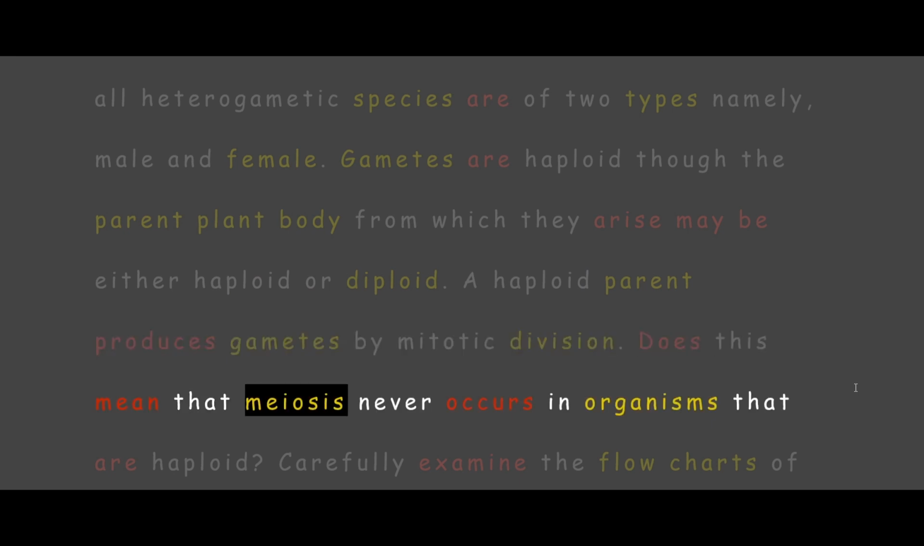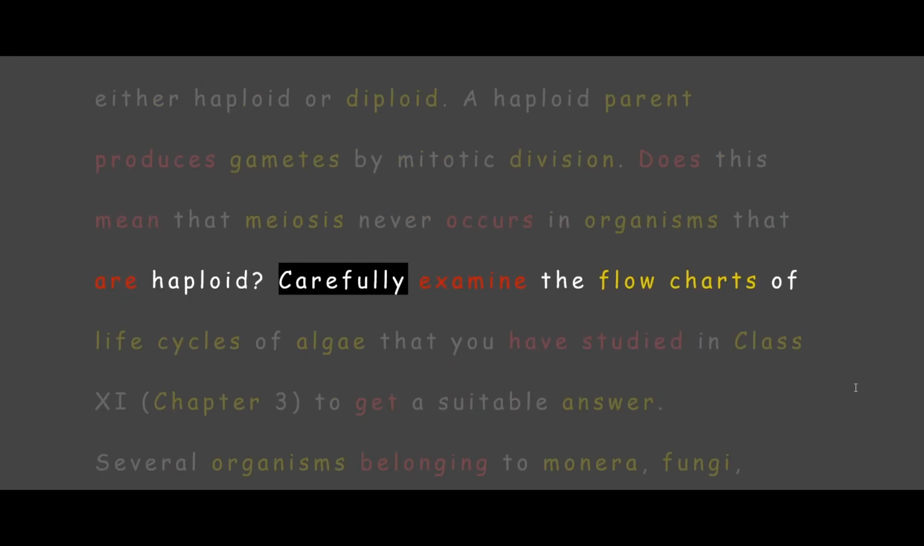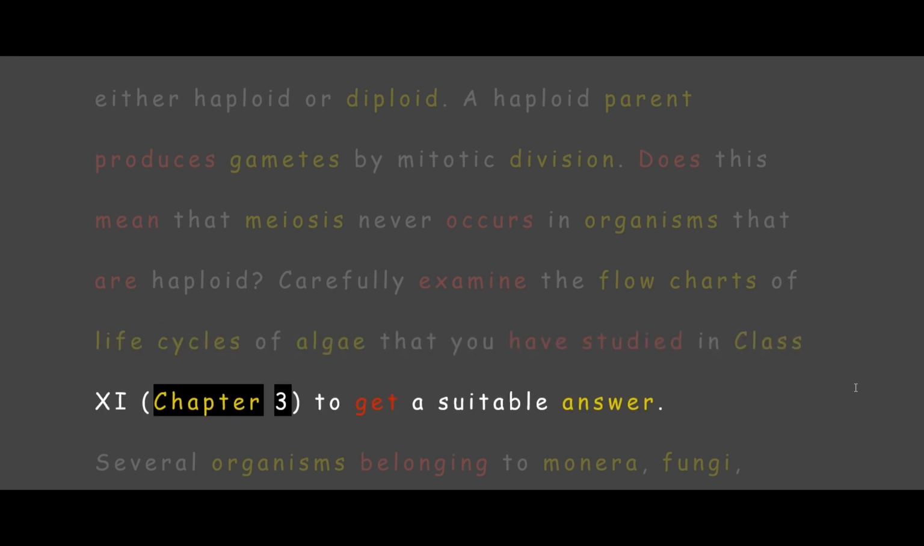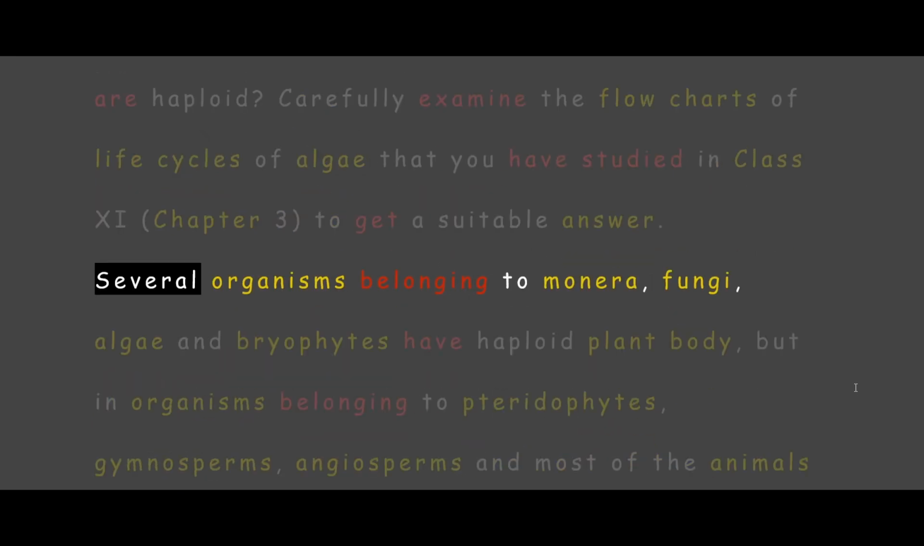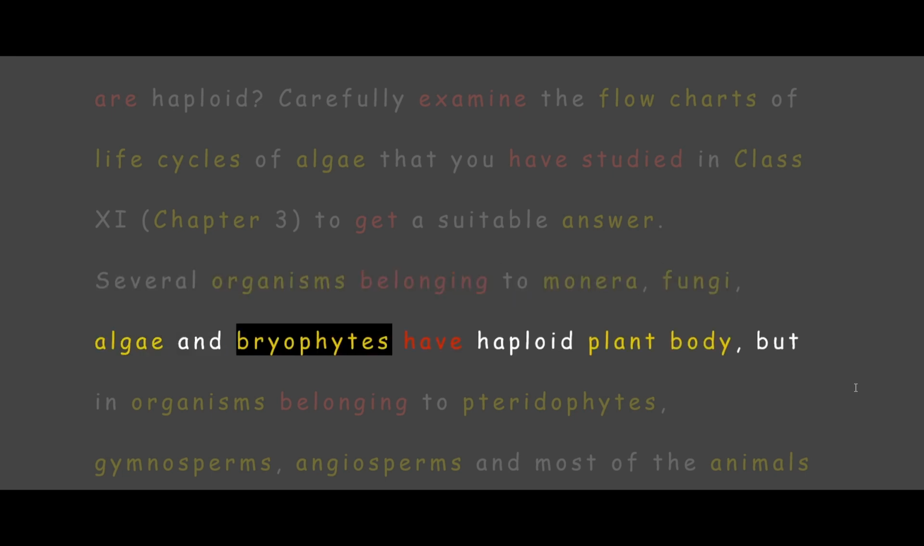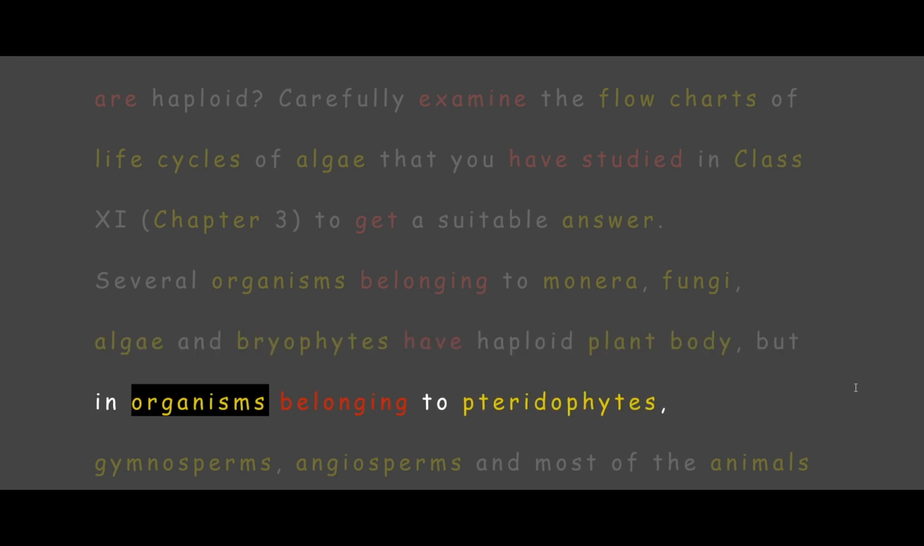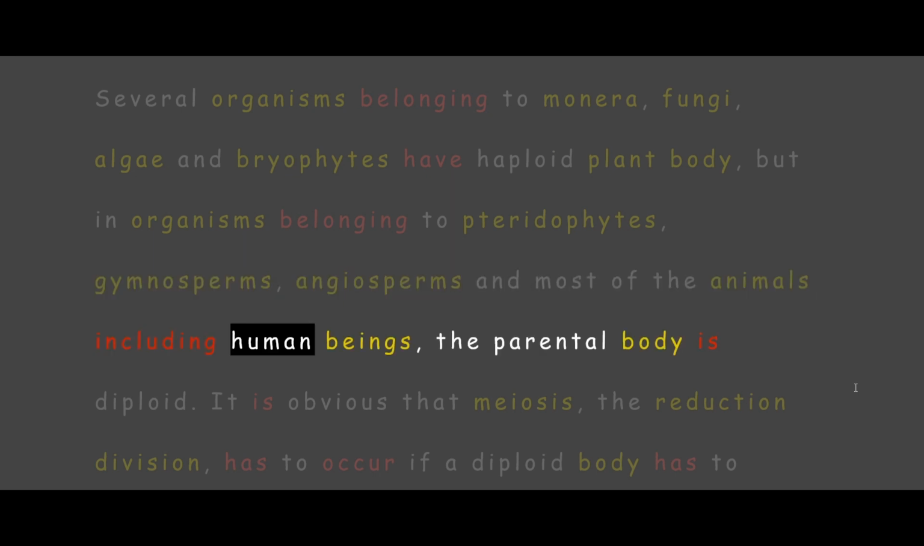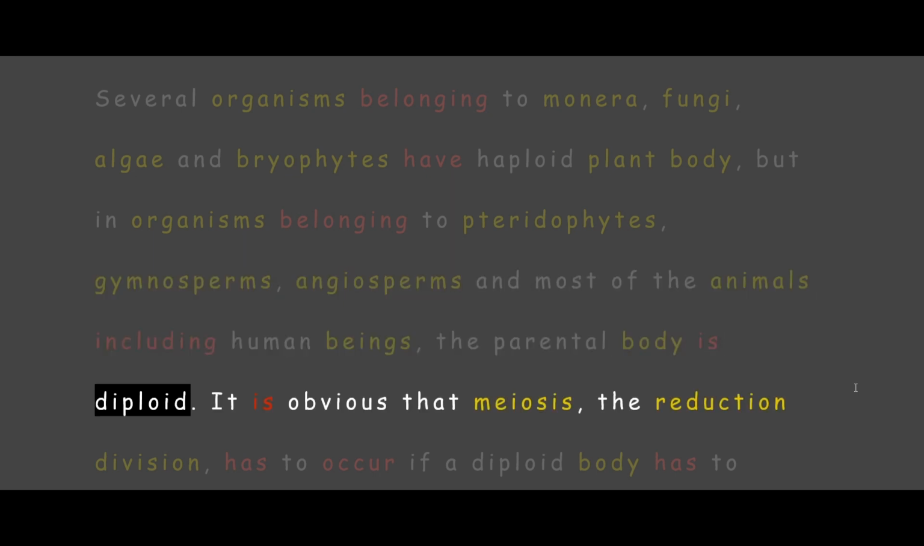Does this mean that meiosis never occurs in organisms that are haploid? Carefully examine the flowcharts of life cycles of algae that you have studied in Class 11, Chapter 3, to get a suitable answer. Several organisms belonging to Monera, fungi, algae and bryophytes have haploid plant body, but in organisms belonging to pteridophytes, gymnosperms, angiosperms and most of the animals including human beings, the parental body is diploid.